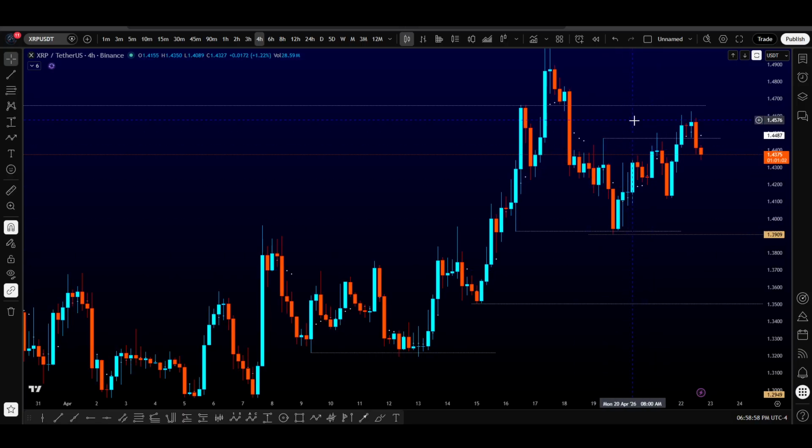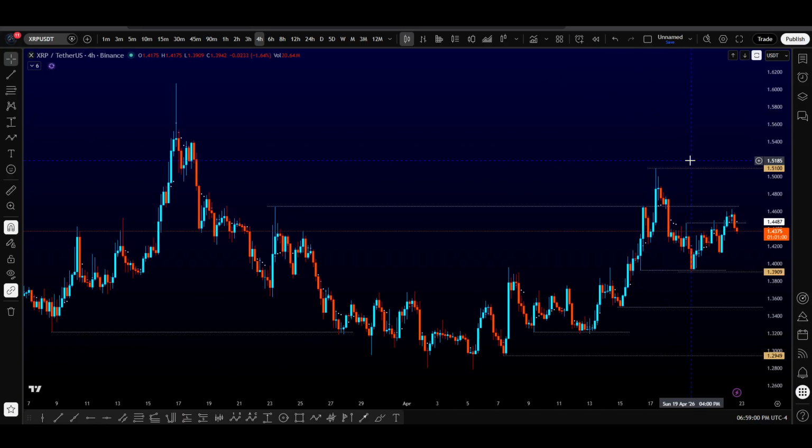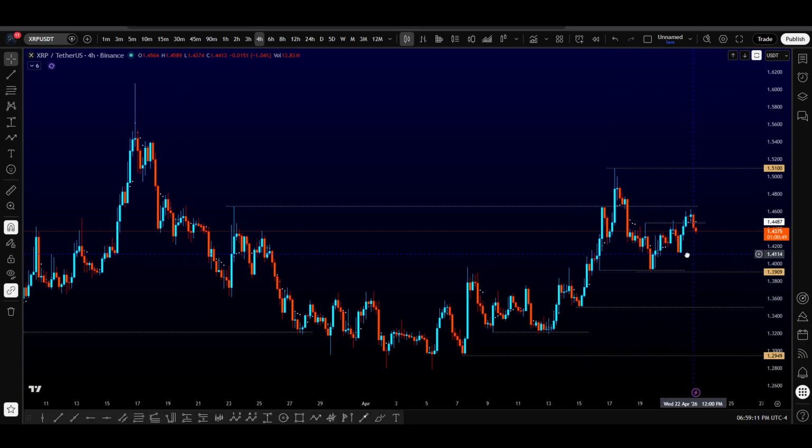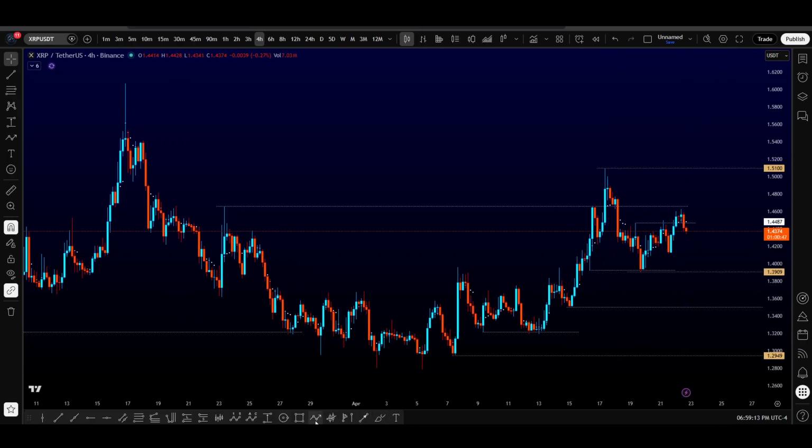So yeah, we just have to see how this plays out. XRP looking a little bit bearish right now, but overall on the weekly it is looking bullish. So let's just see if we get a little internal liquidity grab, which I think is exactly what might be playing out here, before continuing to the upside.